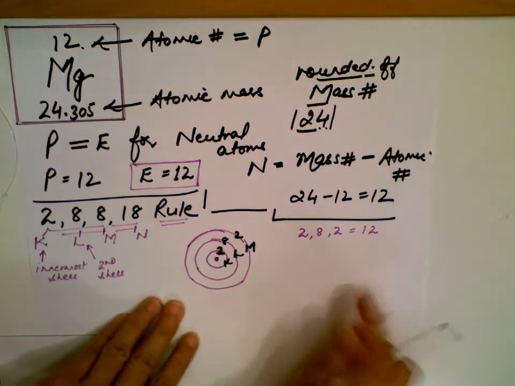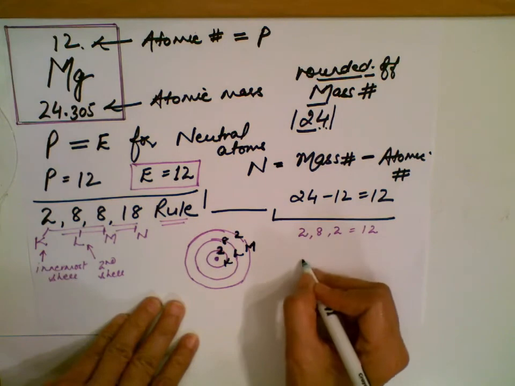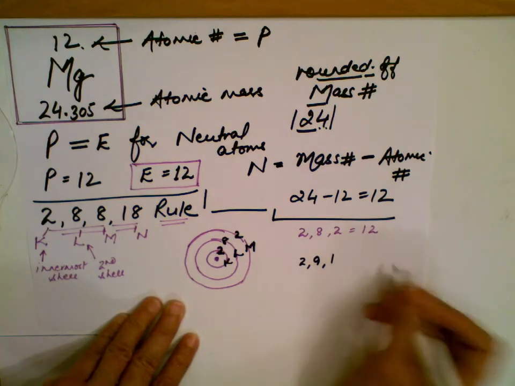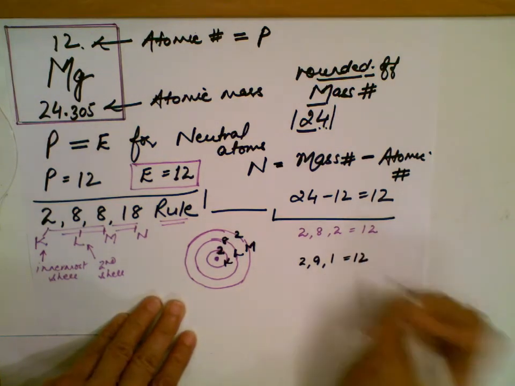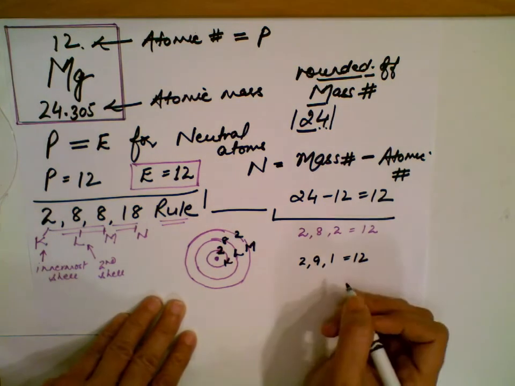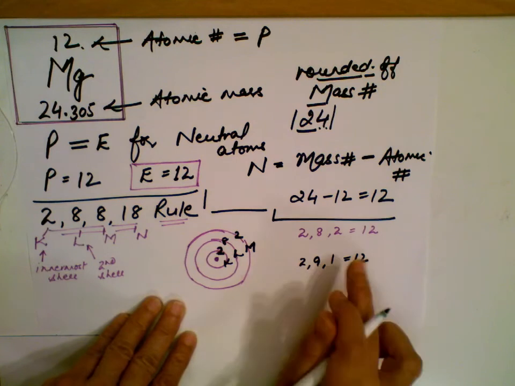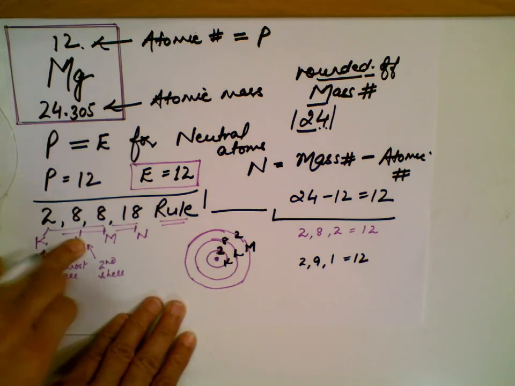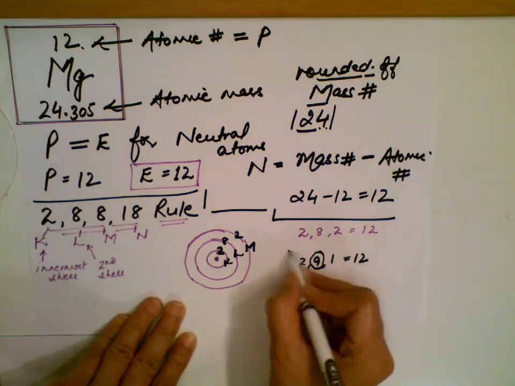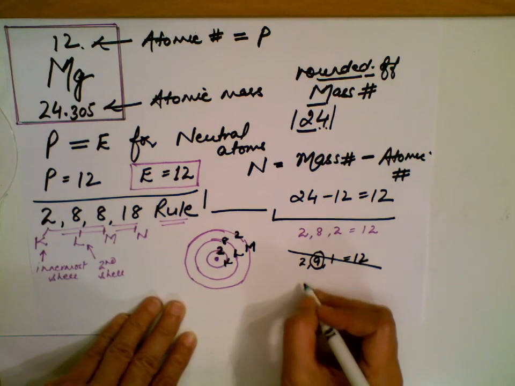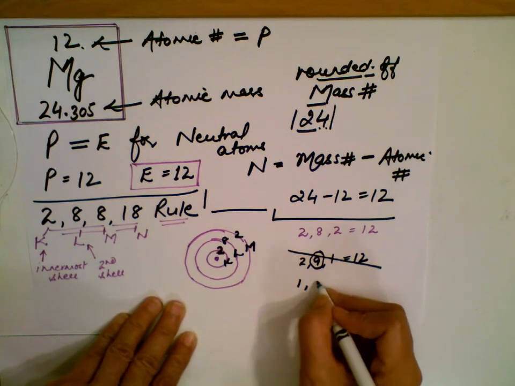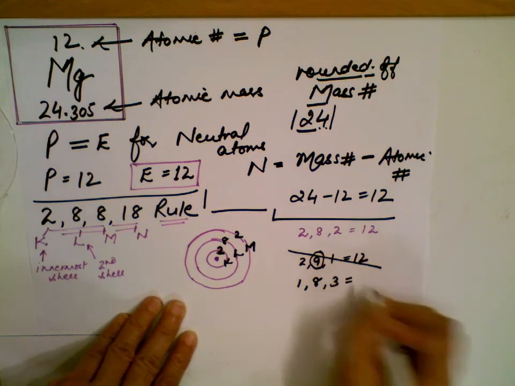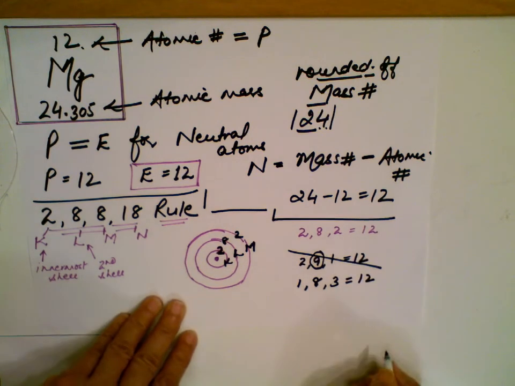Now, let me ask you a question. Could it be 2, 9, 1? Because 2 plus 9 plus 1 is still 12. Yes? No? No. Because the rule says you can't put more than 8 electrons in the second shell. But here you have 9. So this one is incorrect. How about 1, 8, and 3? This is still 12. Can you do that?